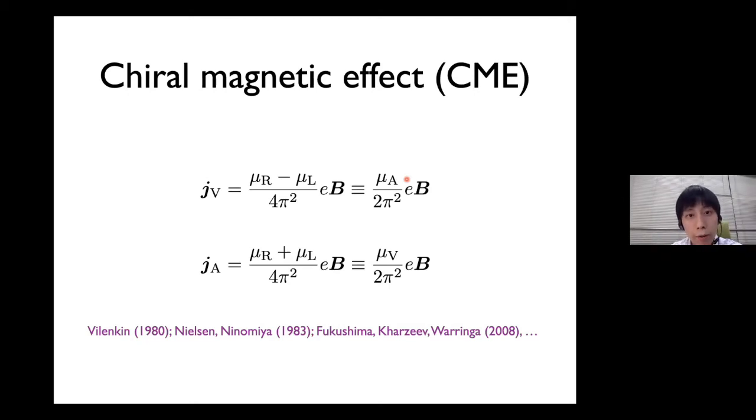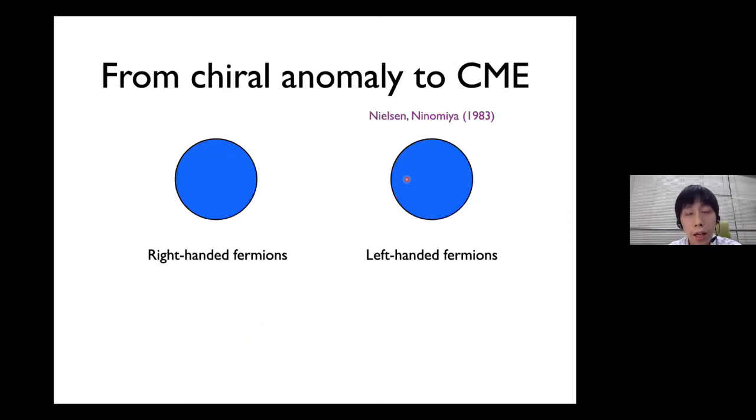And there are several ways to derive this chiral magnetic effect, but here I will give you a hand-waving derivation of the chiral magnetic effect by Nielsen and Ninomiya in 1983, which clarifies why the chiral magnetic effect is related to the chiral anomaly. Let us consider right-handed fermions and left-handed fermions at finite densities. So here's a picture. We originally have the Fermi sphere of right-handed fermions and the Fermi sphere of left-handed fermions of the same size. Now we turn on electromagnetic fields, okay?